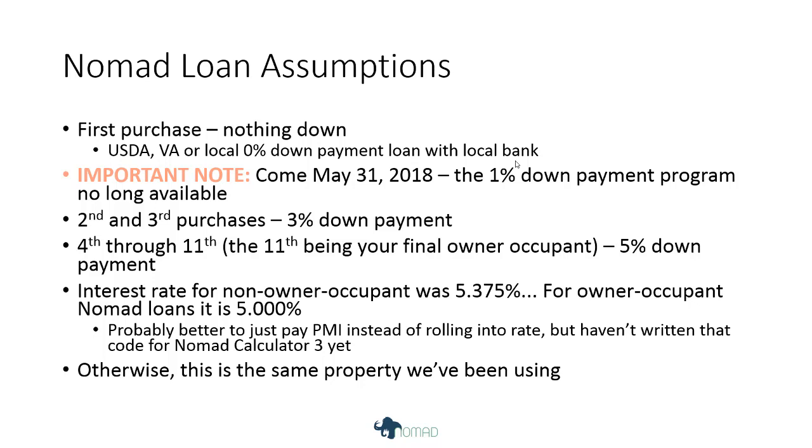So probably better to just pay PMI, and then when your property value goes up, your PMI goes down. But realize if you're rolling PMI into the loan, you're going to have a slightly higher rate for the whole duration. I did not model that into the Nomad calculator yet, but that is something you will want to look at and compare if you're actually going to get a loan on a property and do Nomad. Otherwise, it's the exact same property we've been talking about. $325,000, getting $5K in seller concessions, same rents, same purchase price, same maintenance. Everything else is identical except for the loan.